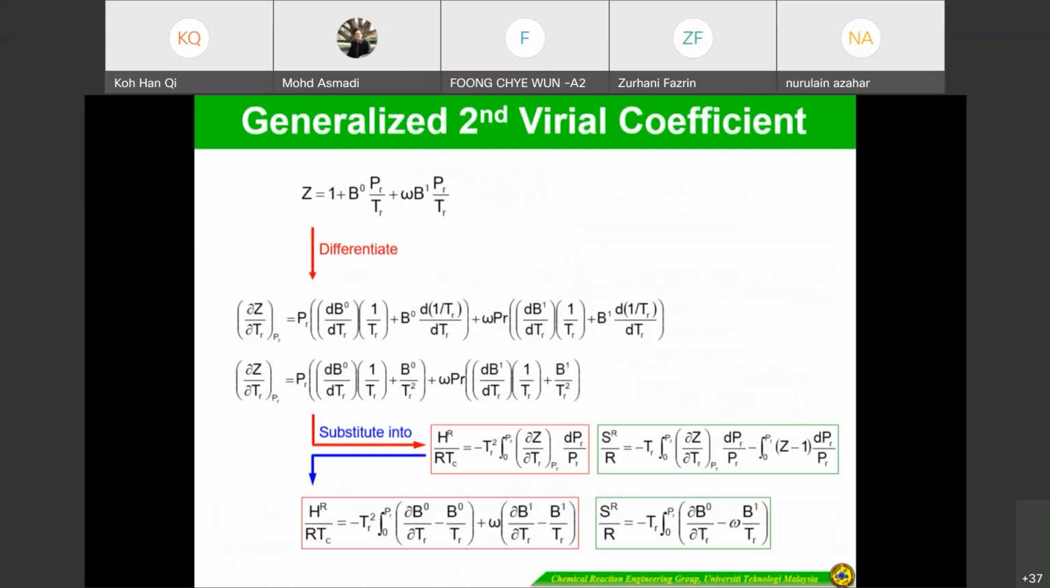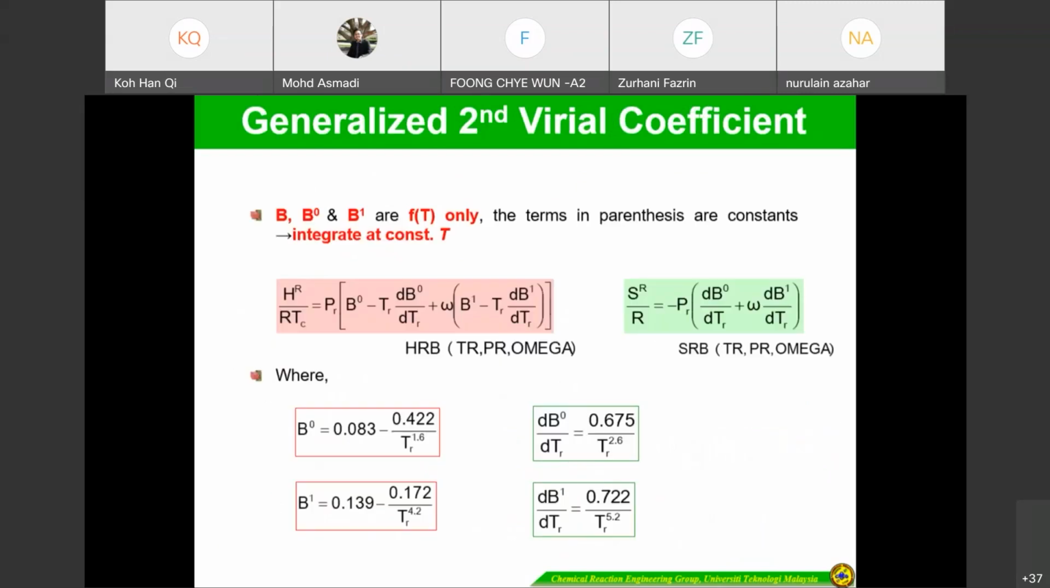The second one is using the generalized second virial coefficient. The second virial coefficient is applicable only for low to moderate pressure. You have to remember that. To use this one, if you look here, this is also a derivation, and this is the final equation.